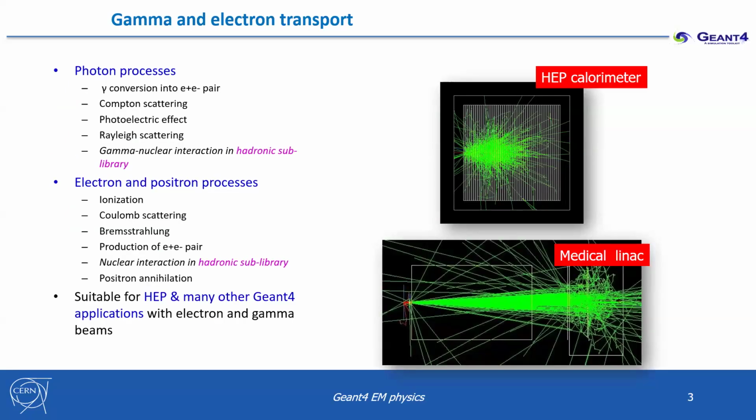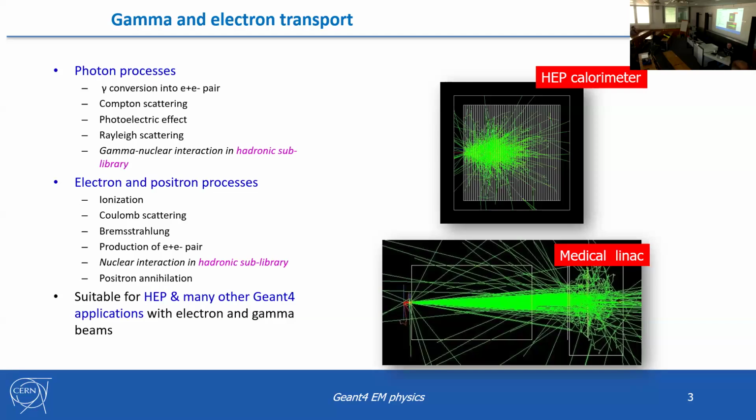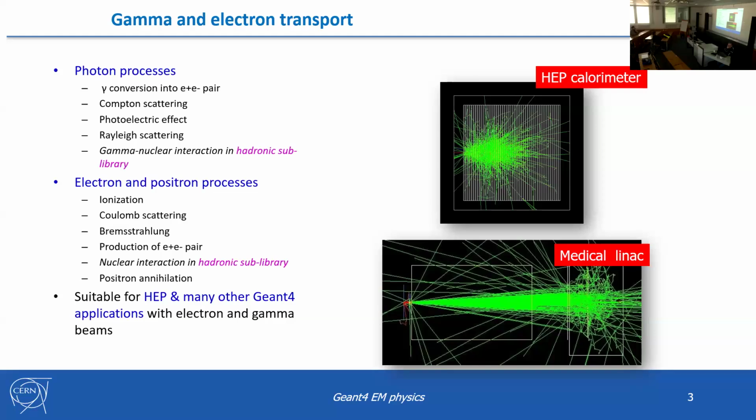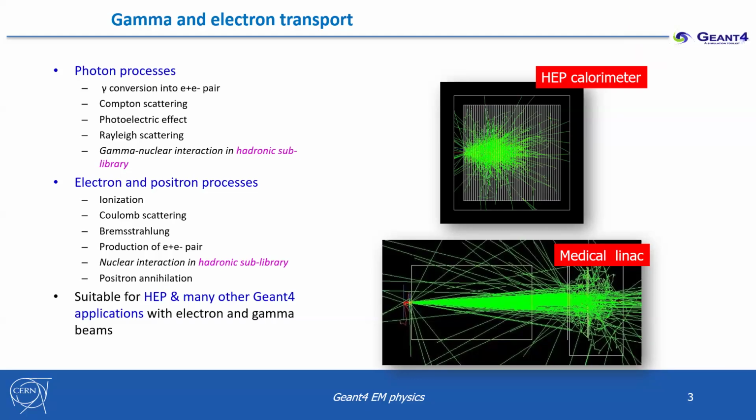Gamma and electron transport are complicated, let's say, history, which involve gamma conversion, Compton scattering, photoelectric effect, Rayleigh scattering, gamma nuclear interaction for gammas, and ionization, Coulomb scattering, Bremsstrahlung, production of lepton pair, and nuclear interaction for electrons and positrons. Although muons and hadrons have similar processes like electrons.